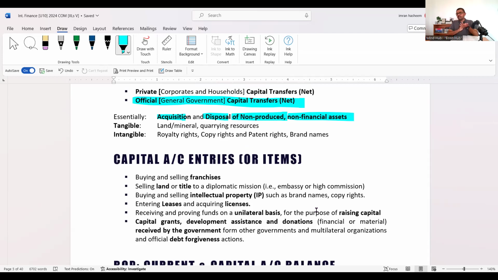Right. Then capital account entries or items. So now I'm giving more detail, right? The broad categories were given earlier. Right. So as I said earlier also, buying and selling franchises. Can you name some franchise businesses that we have in Sri Lanka where Sri Lankan companies have bought? You have to tell me about two or three. You have to tell me what is the franchise brand and the company in Sri Lanka who has got the franchise. I'm sure in business studies you have learned.